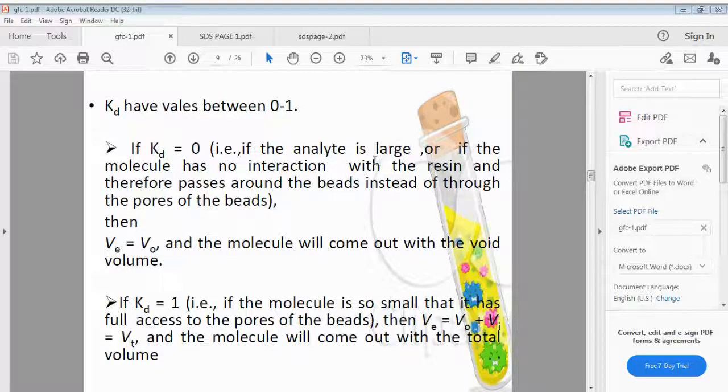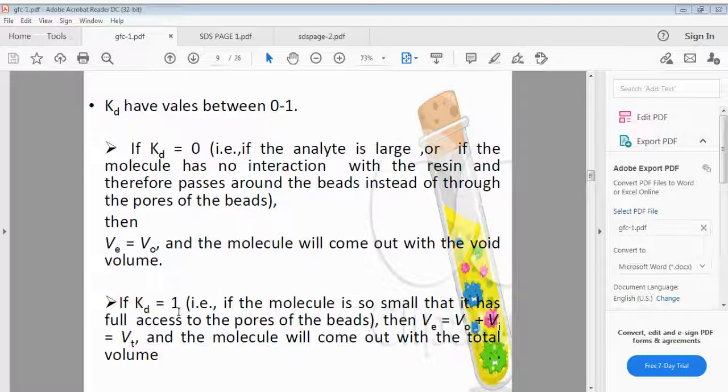That means the analyte is too large to enter the gel, or the molecule has no interaction with the resin and passes through the column along with the mobile phase without any hindrance. So in that case, VE is equal to V0, the void volume. So the elution volume is the void volume. What is the elution volume? That is the volume of the mobile phase present outside the gel.